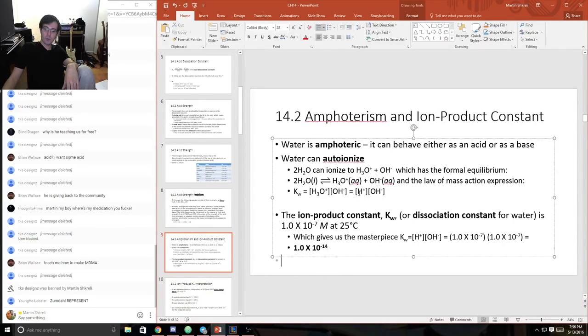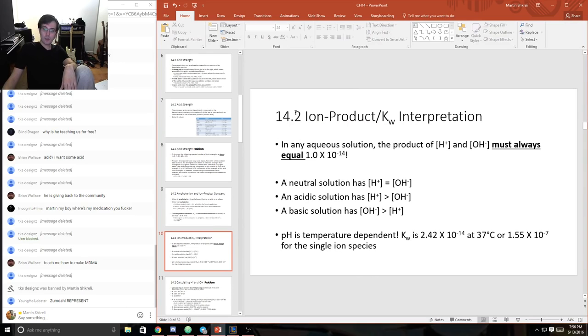So this is what we'll get. We'll get 1.0 times 10 to the negative 7 hydrogen ions, or protons, and then 1.0 times 10 to the negative 7 hydroxide ions. And so when we multiply them, there's a constant, and this is going to come in really handy in a minute. So how do we interpret this?